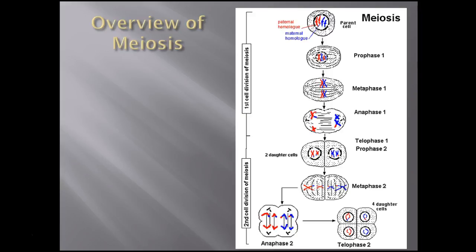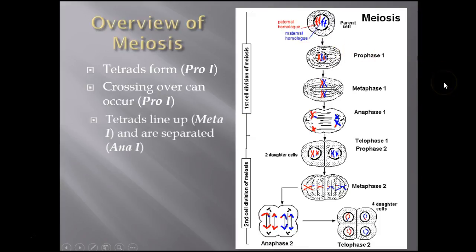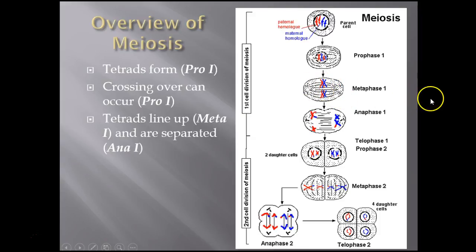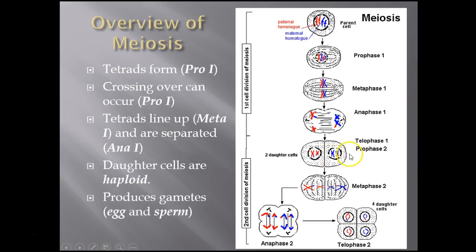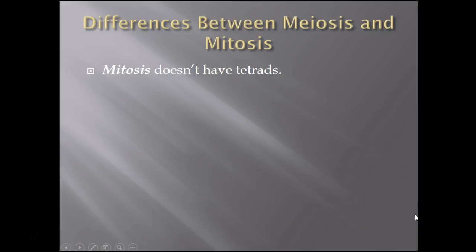So here's an overview of this process of meiosis. Remember, these are key points. Tetrads are going to form in prophase 1, and crossing over occurs in prophase 1. It's the tetrads, or homologous chromosome pairs, that line up in metaphase 1, and that's what is separated in anaphase 1. So the daughter cells that result from meiosis 1 are haploid. And during metaphase 2, you get 4 cells at the end, and that produces eggs and sperm.